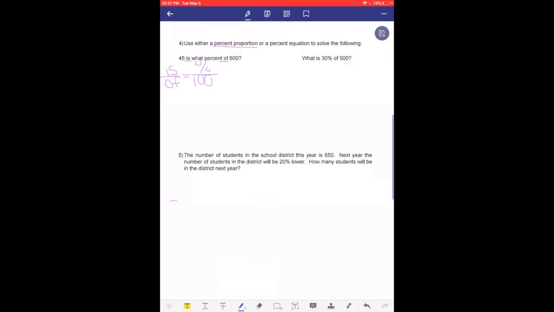Now, I'm going to fill in the parts of my proportion. So, at the beginning, it says 45 is, so I'm filling 45 into the is portion.